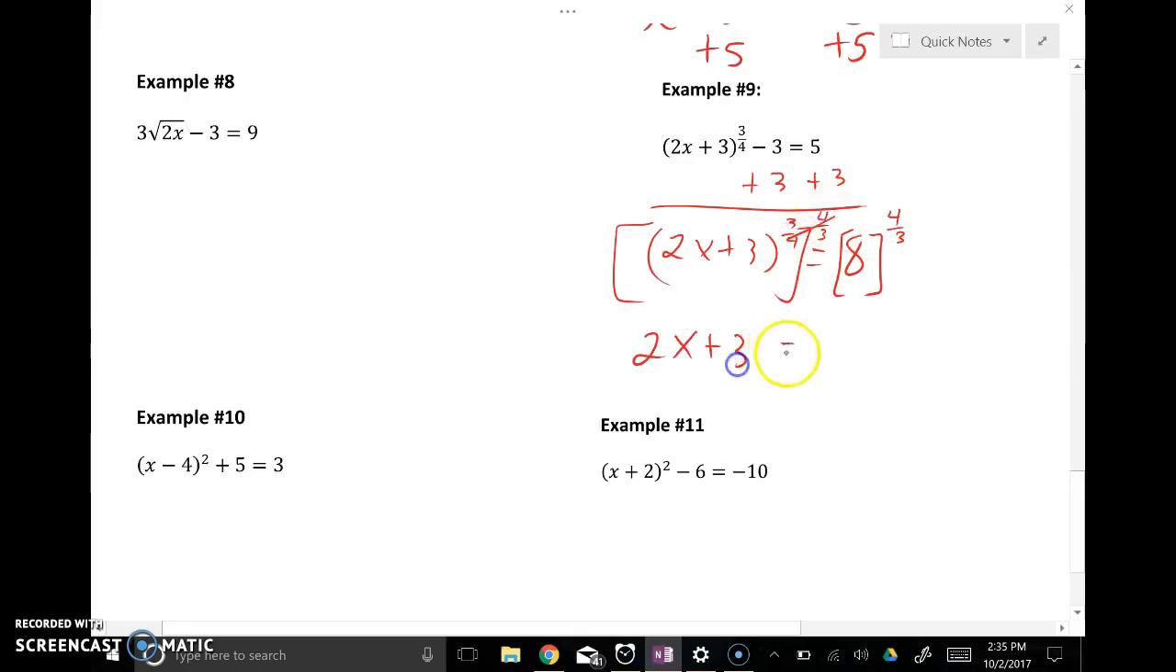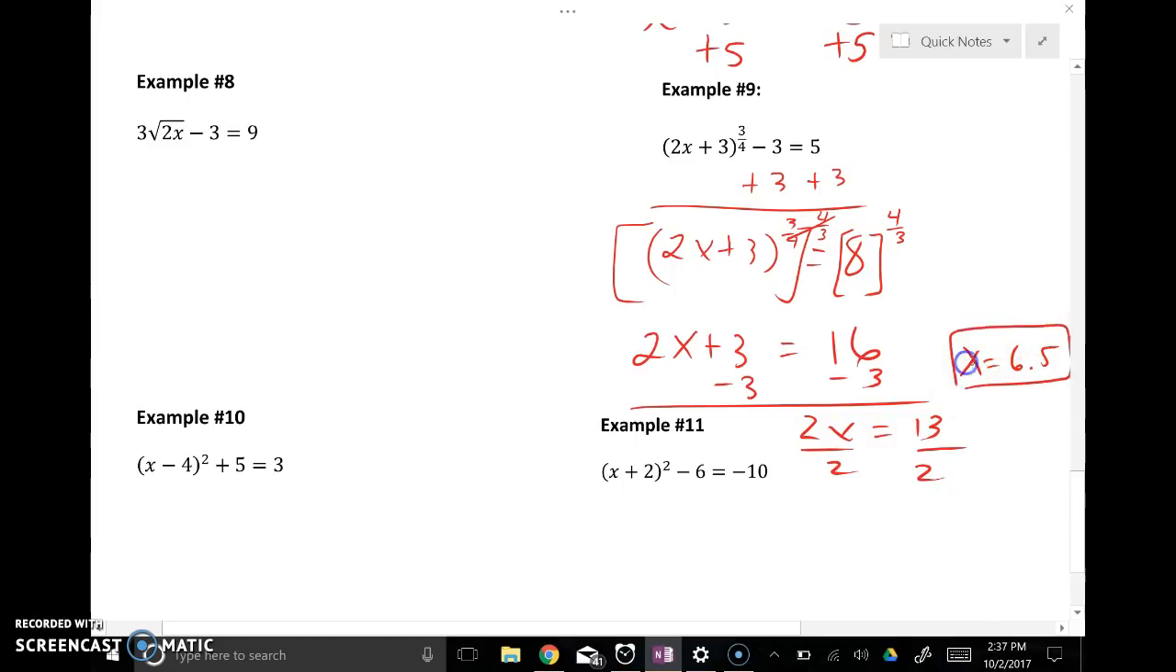2x plus 3 is equal to whatever 8 to the 4/3 power is, and I'm going to grab my calculator for that. 8 to the 4/3 was 16. Now I just finish solving. 2x is equal to 13. Divide both sides by 2. X is equal to 6.5.